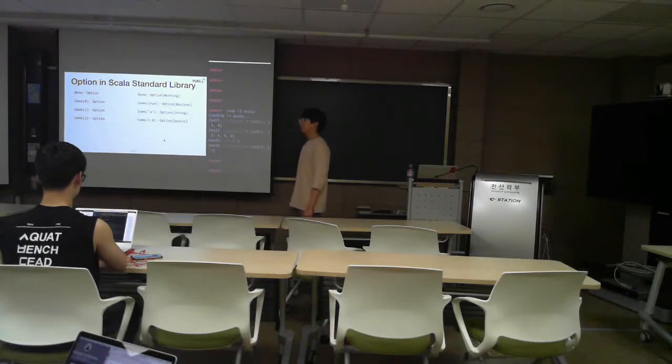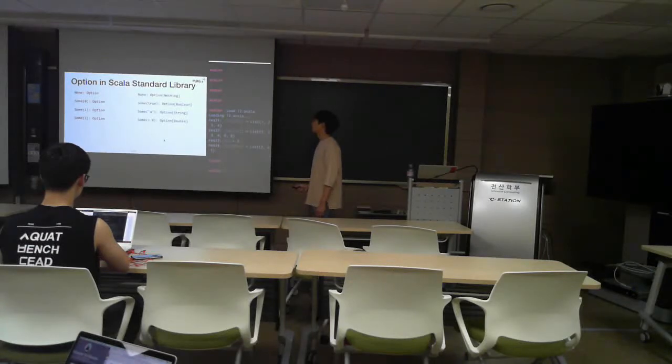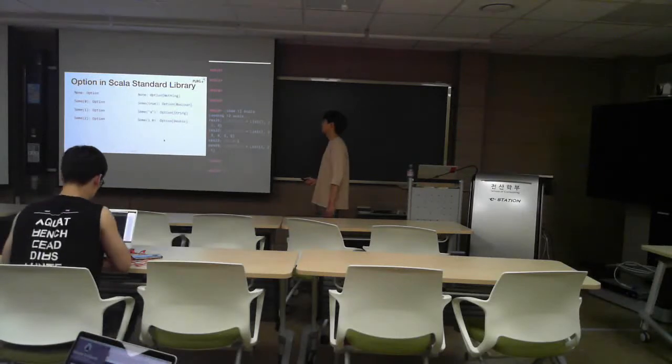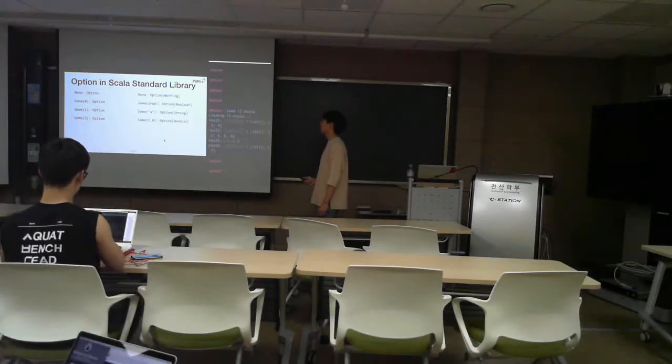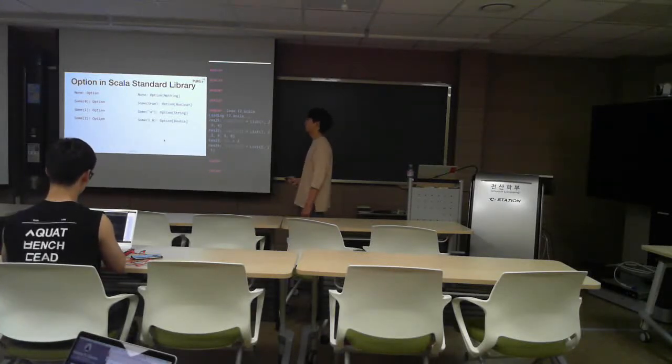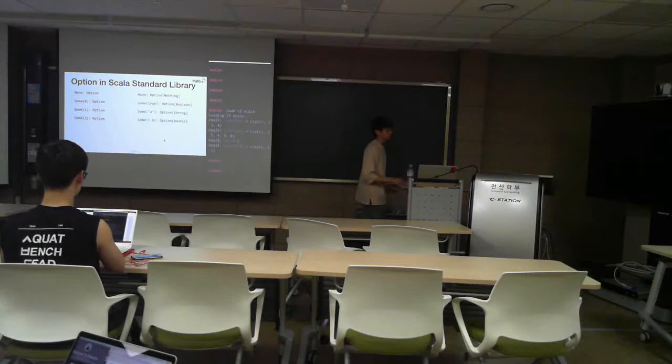However, like list, option also is parameterized by type, so we can construct option of arbitrary type. Option of our version can take only integer. However, in the standard library, we can construct Some of boolean, Some of string, Some of double, Some of a function, Some of option, Some of list, any other thing we can calculate, and we can construct option of arbitrary type.